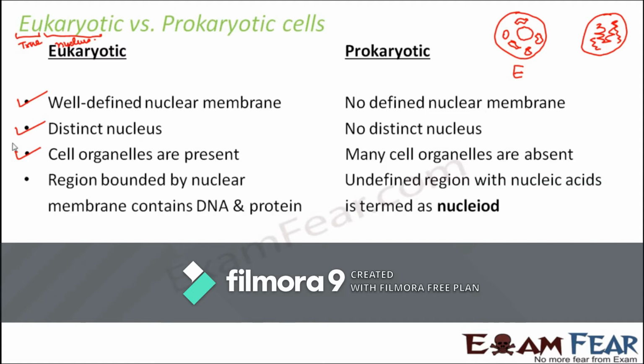In a eukaryotic cell, the region bounded by the nuclear membrane contains DNA and protein. So inside the nucleus, what do we have? We have DNA. What is DNA? DNA is deoxyribonucleic acid. We will learn about these later. In fact, in your higher classes you learn a lot of detail about DNA. DNA is that particular thing which contains the information for inheritance.